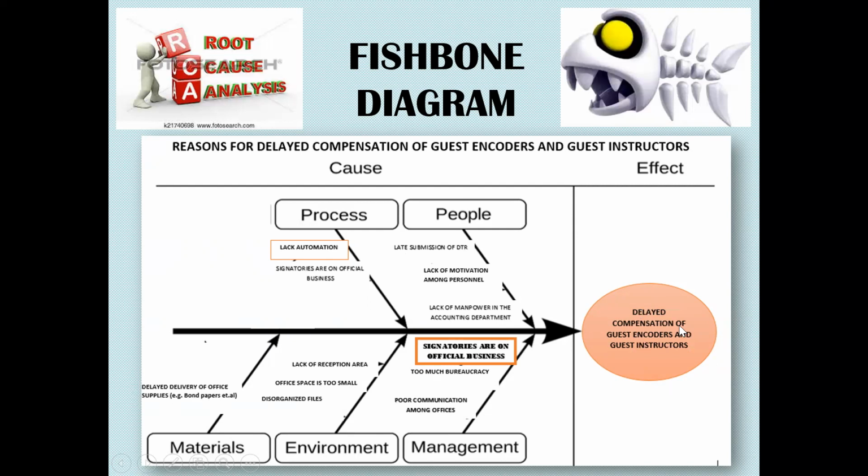And then, I mentioned a while ago that you have to ask, what are the factors that contribute to the problem? So you can encircle. So here, it is circled, highlighted. These signatories on official business, lack of automation. So once you have already circled this, you can make another fishbone. So for this lack of automation, or the signatories, there may be an effect, and then you continue the process until you come up with a solution. Anyways, this can be discussed later on.